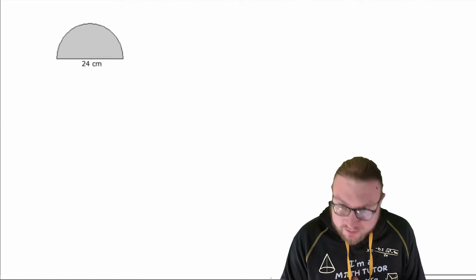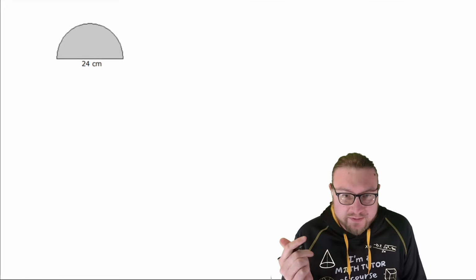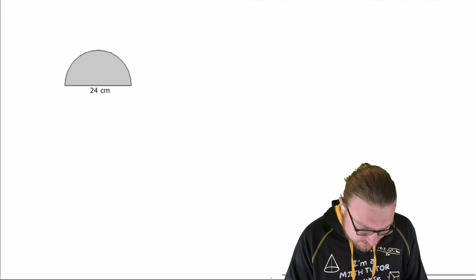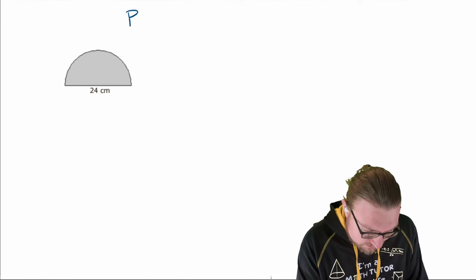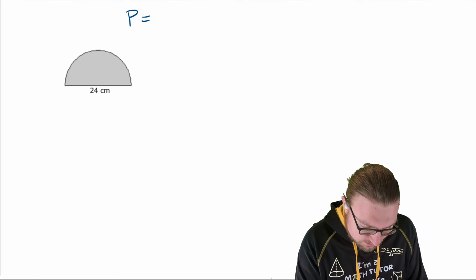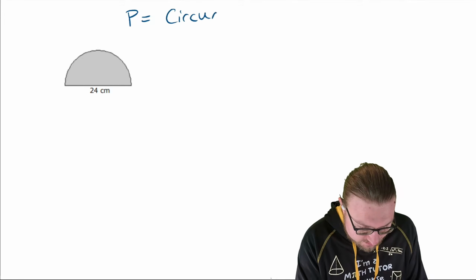Okay, and this is the only part for perimeter that you guys need to remember. That is a little bit different when you have anything with a circle. When you have the perimeter of a circle, it is called the circumference.